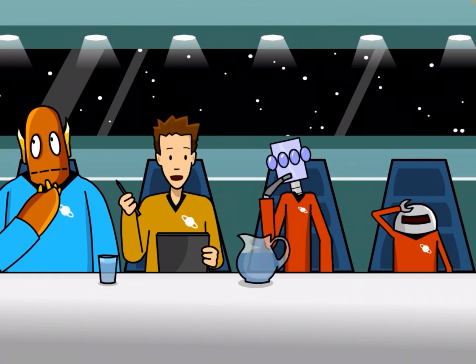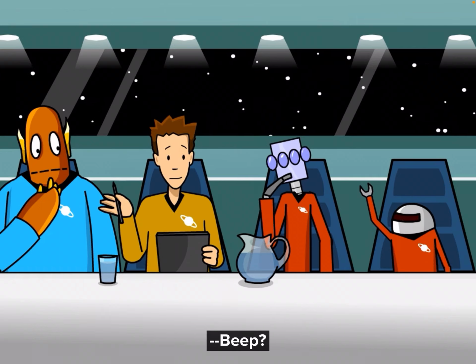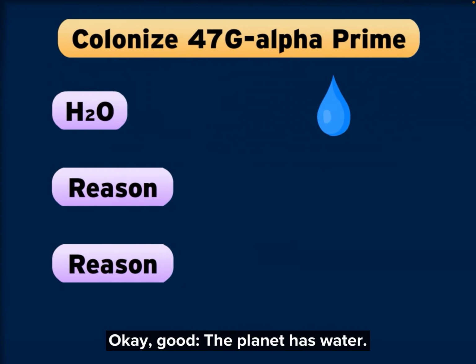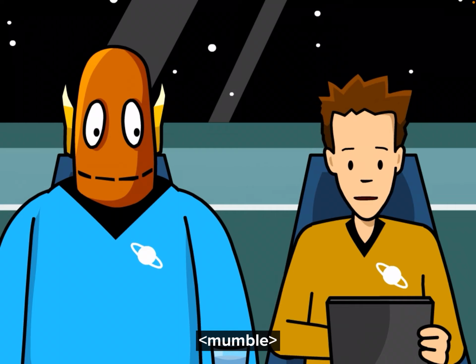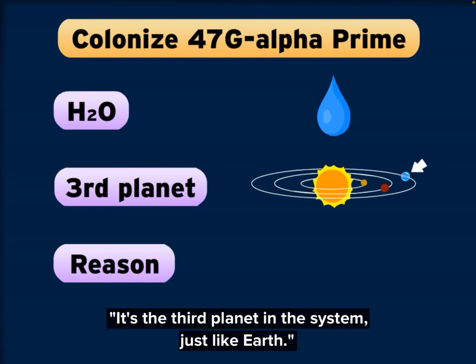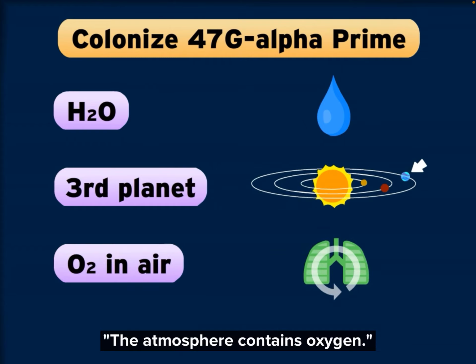In other words, how does your evidence support your claim? The planet has water. That's one piece of evidence. Let's see what else is in your report. It's the third planet in the system, just like Earth. And the final piece of evidence, the atmosphere contains oxygen.